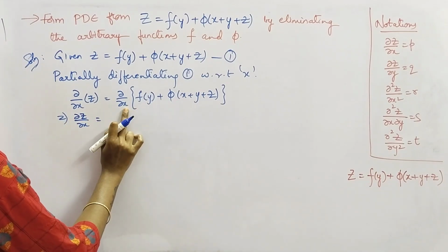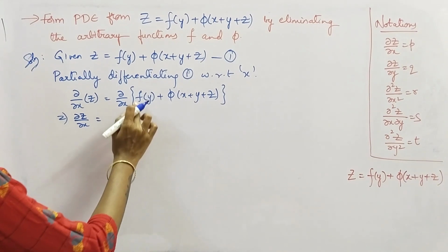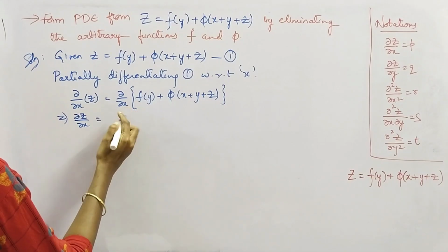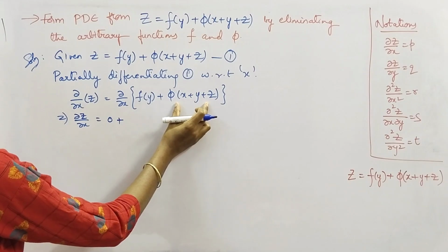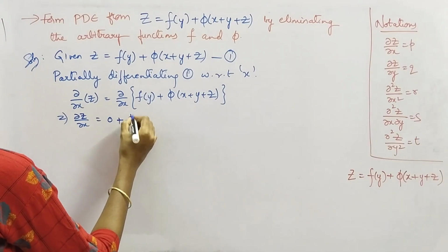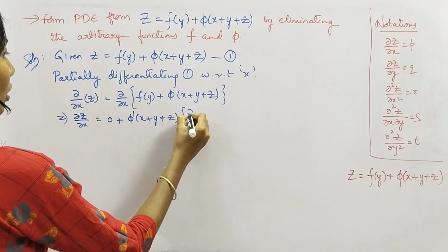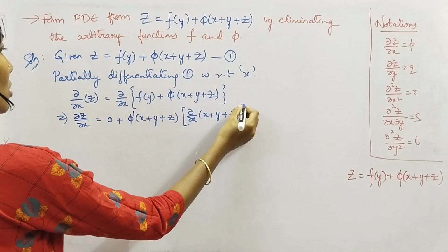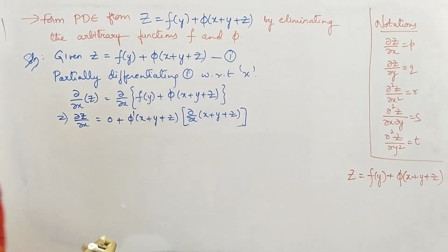partial derivative. Here we are partially differentiating with respect to x, so we will treat y as constant. So here f of y is treated as constant. Partial derivative of a constant with respect to x is 0 plus partial derivative of phi of x plus y plus z is phi dash of x plus y plus z into inner derivative dou by dou x of x plus y plus z. Right?